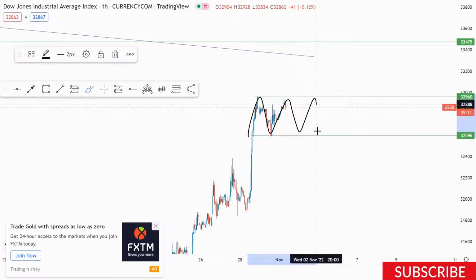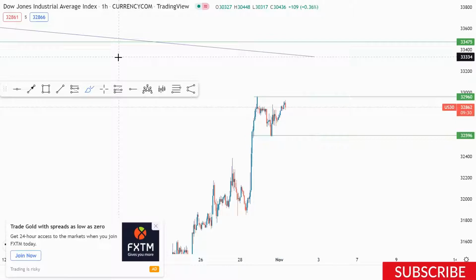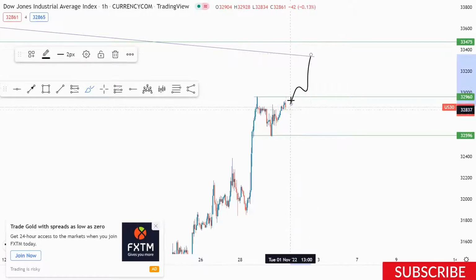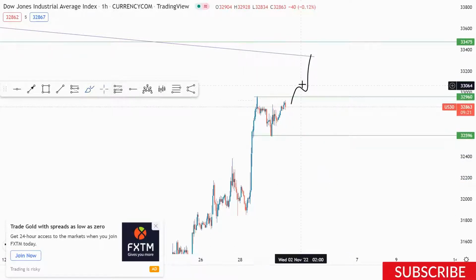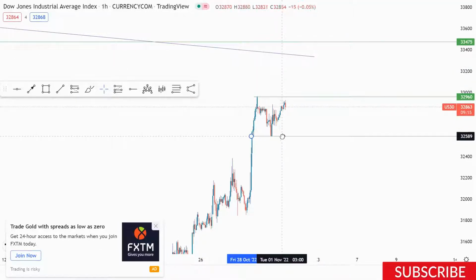So it might do this until it finally gives us a clear indication whether it's going to break out to the top or to the downside. So it just depends on you. But for now, US30 is currently consolidating, which means we can buy the support and also sell the resistance.